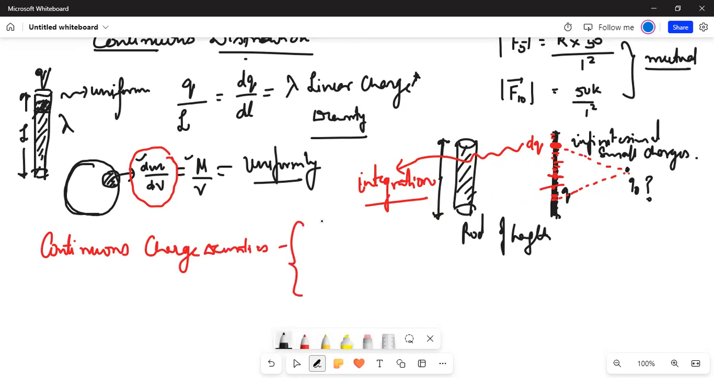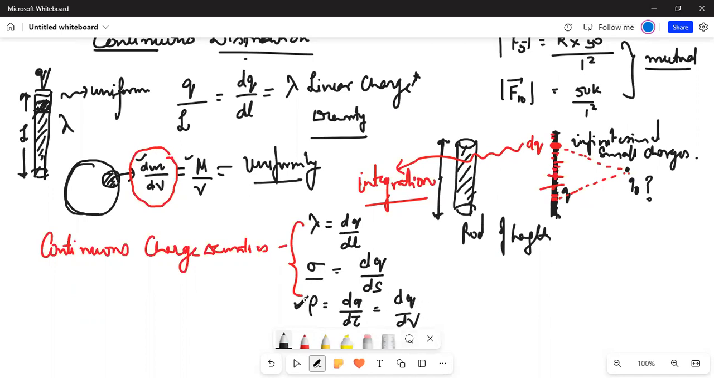It is distributed linearly. So I would say that lambda is equal to dq over dl. Let's say my charge is distributed over the surface. Then dq upon ds would give you the surface charge density, generally denoted by sigma. And what is rho? dq divided by d tau, or dv you can take. So basically, it is the charge per unit volume. This will govern your volume charge density. dq upon ds would govern your sigma, which is the surface charge density, and dq upon dl will govern your linear charge density. Is that clear to you? I think this is quite clear.